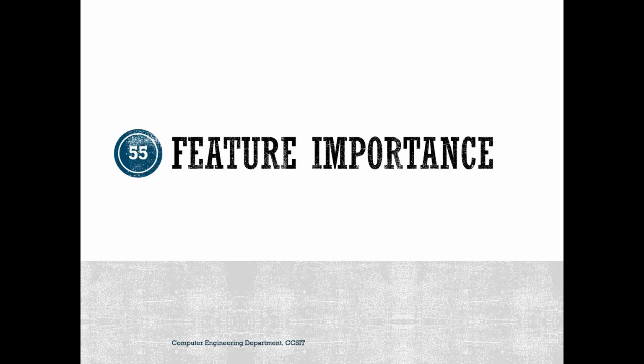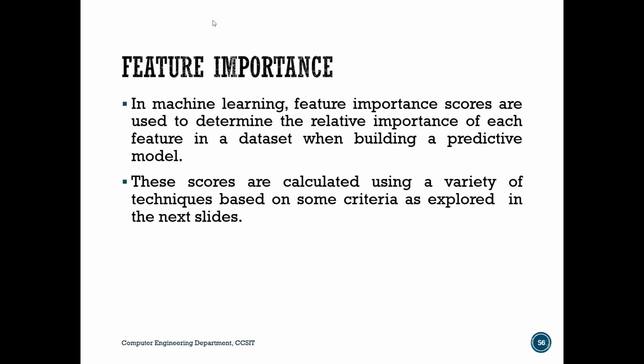Now feature importance, why it is so important. In machine learning, feature importance scores are used to determine the relative importance of each feature, because there are several features. How do we know which feature is important for us and which is not? So we will have some score. We can calculate the score of each feature, and based on that we can decide, okay, this feature we can keep and this feature we can delete.